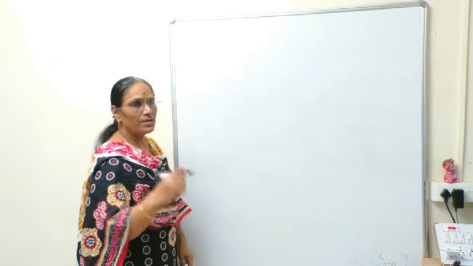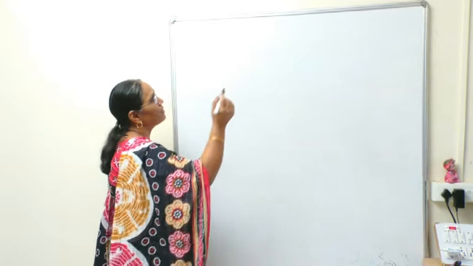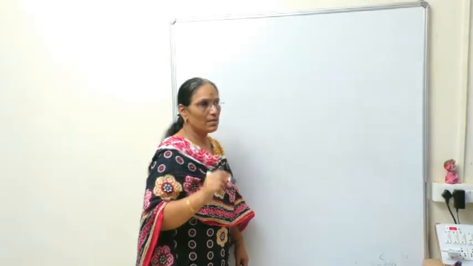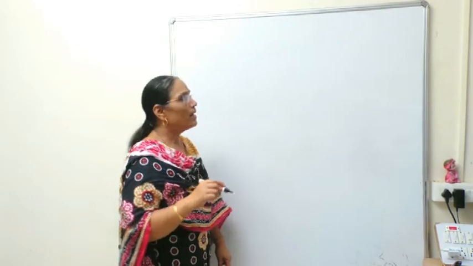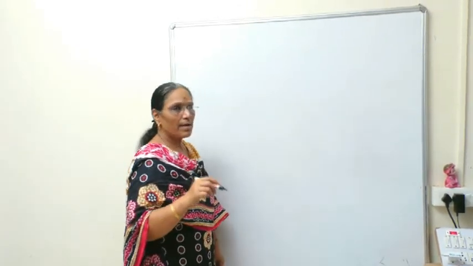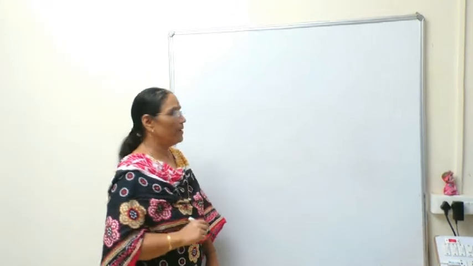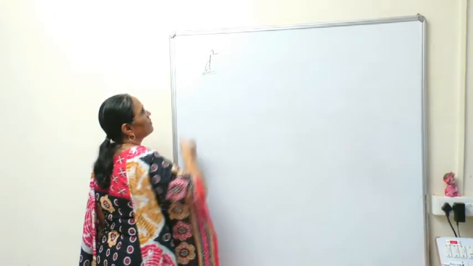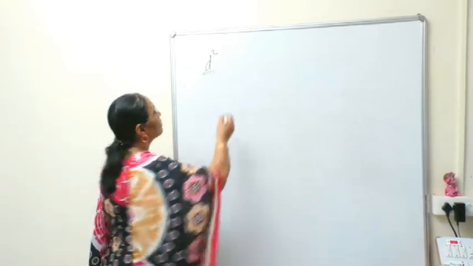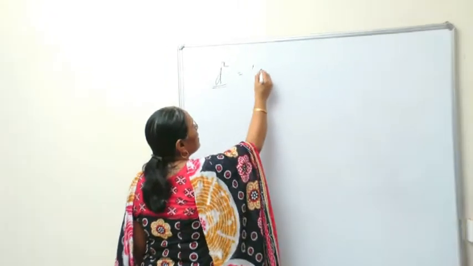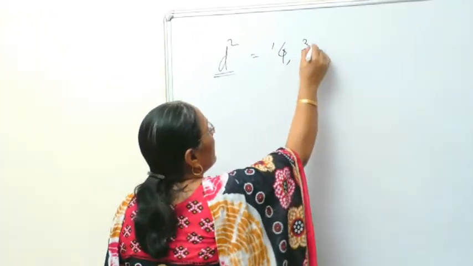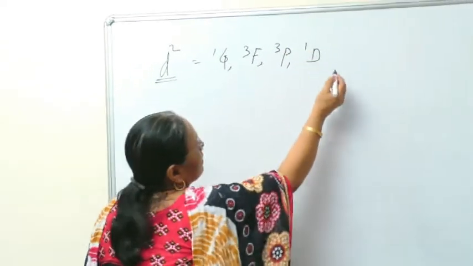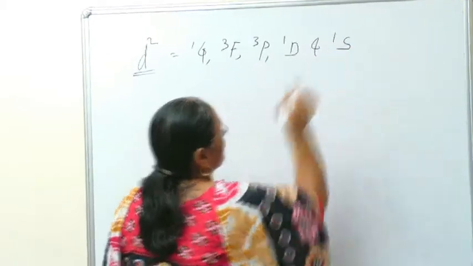So in the last lecture we studied how to determine the microstates or term wave functions, or how to construct the microstate table, and how to determine the RS terms from the microstate table. Now we have seen the RS terms for d2 configuration from the microstate table, and these are singlet G, triplet F, triplet P, singlet D and singlet S terms.